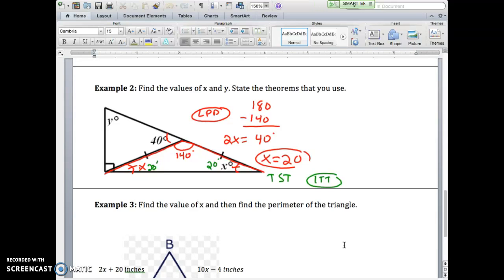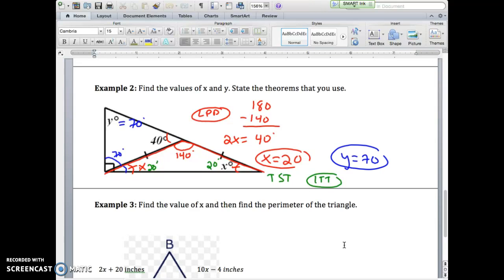Now the last one, we don't know. Oh, we could figure out what this is, because if this is 20, the rest is 90, so this is 70. So I can do 180 minus 70 minus 40 and get that y is also 70. Oh, so this is ending up to be an isosceles triangle too. So that was just the triangle sum theorem. So x is 20 and y is 70.